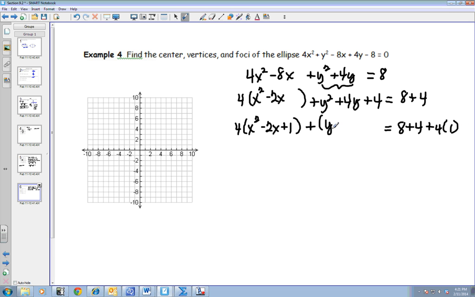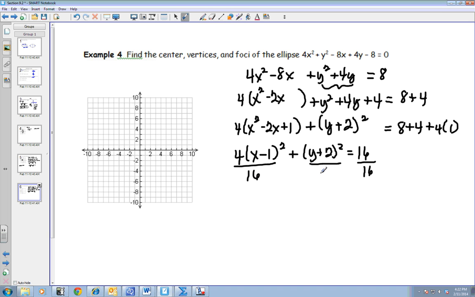I'm going to write this as a perfect square trinomial. And then I'm going to write this as a perfect square trinomial. And that equals 12 plus 4, 16. We always want it set equal to 1, so I'm going to divide everything by 16. So when I simplify, I have (x - 1) squared over 4 plus (y + 2) squared over 16 equals 1.